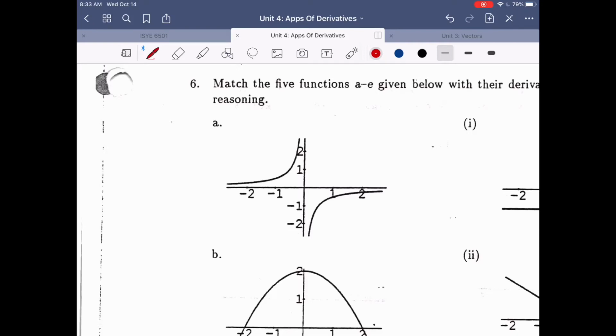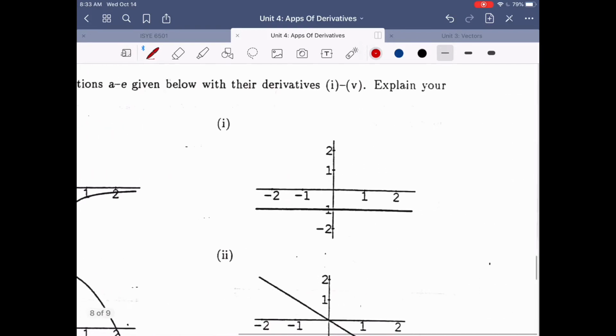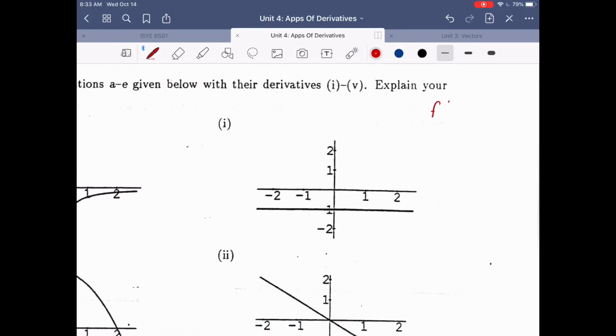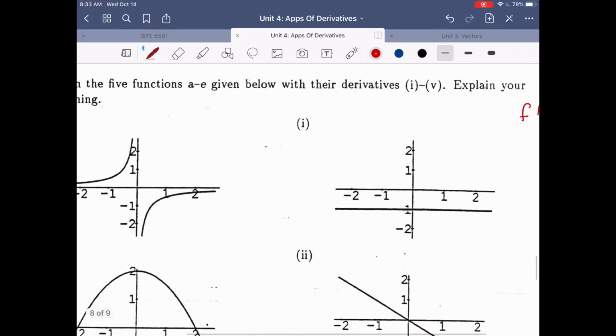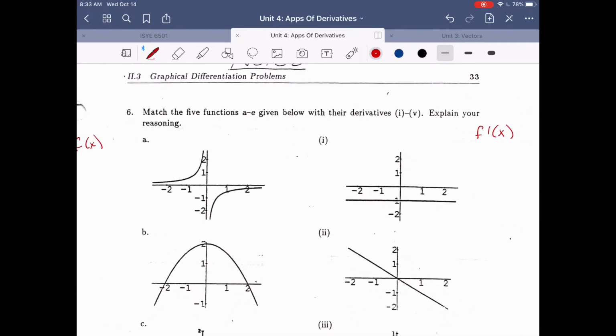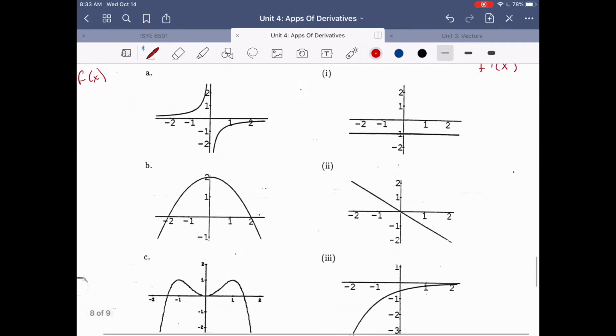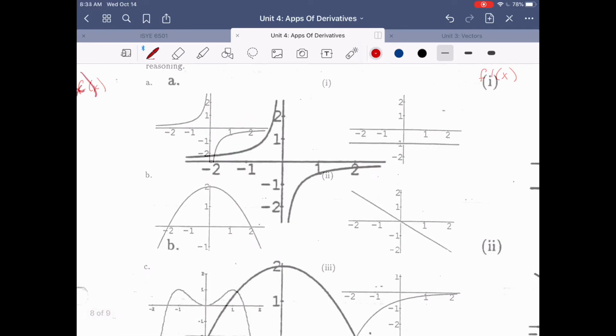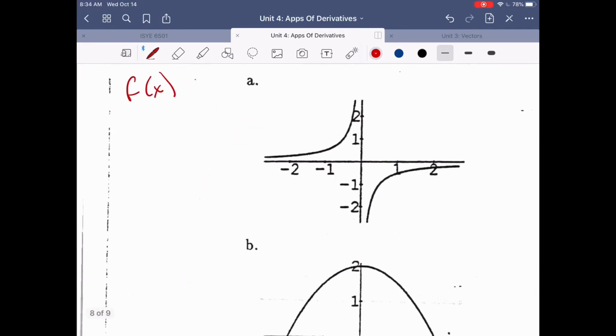Okay, so on this worksheet, on the left we have functions f of x, and the right-hand column are graphs of f prime of x. So your goal is to match f of x with its derivative graph, f prime. So you want to ask yourself, when you're looking at the graph of f of x, does it have a minimum, a maximum, or a point where it does not exist?